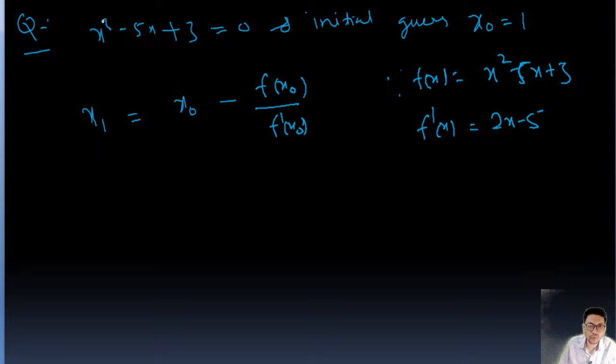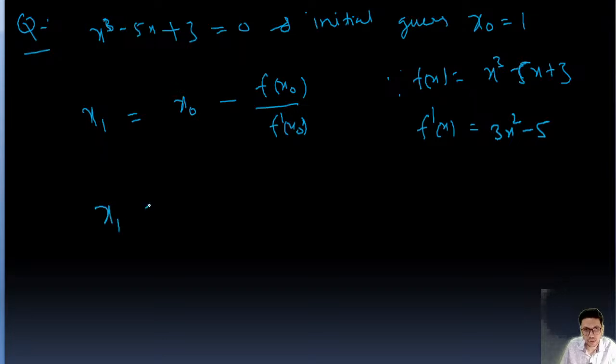Okay, this is x cube, guys. It means this is x cube, so this is 3x square, 3x square minus 5 for f dash x. This is constant, its differentiation is 0, right?